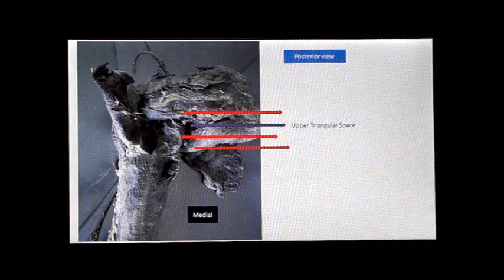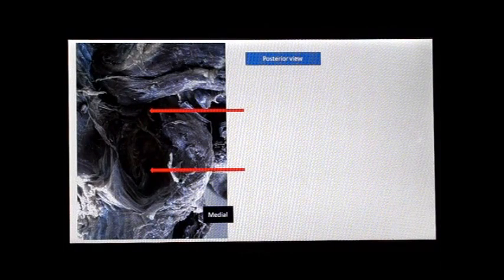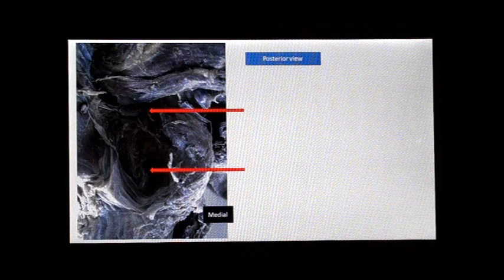The next space here we can see is the quadrangular space, and one more space down is the lower triangular space. The quadrangular space is superiorly bounded by teres minor along with the capsule of the shoulder joint. Inferiorly it is bounded by the teres major muscle, and medially by the long head of triceps. Laterally it is bounded by the surgical neck of the humerus, and the contents are the axillary nerve and the posterior circumflex humeral vessels, which wind round the surgical neck of the humerus.